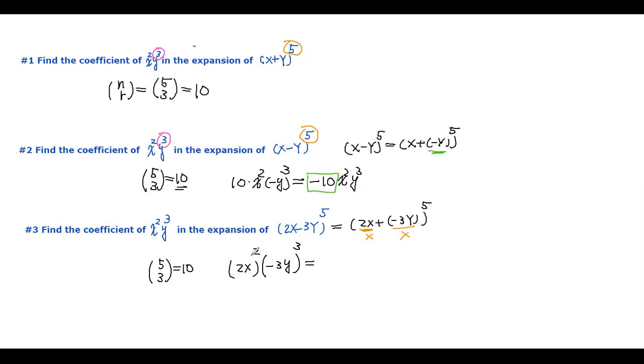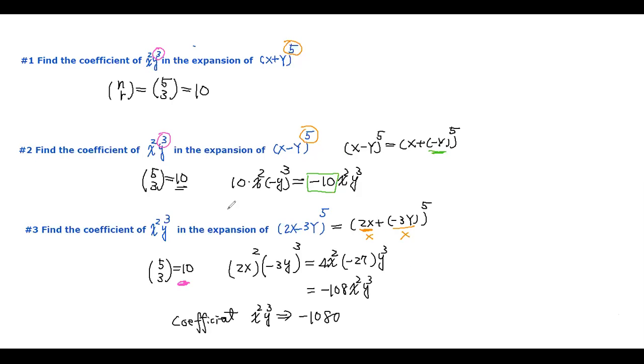Now you take 2 squared, so this is 4x squared. And negative 3 cubed is negative 27y cubed, and I'm only looking for the y cubed. So 4 times negative 27 is negative 108 x squared y cubed, right? And don't forget you still have the 10 in front. So the coefficient for x squared y cubed will be negative 1080. Correct? Okay, so that's it. Be very careful, right? We know the binomial expansion coefficient is n choose r for just x plus y, but here we can make some changes and then your coefficient is going to change.